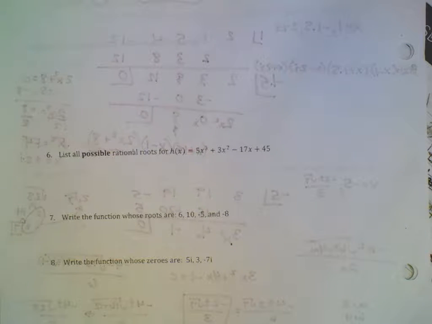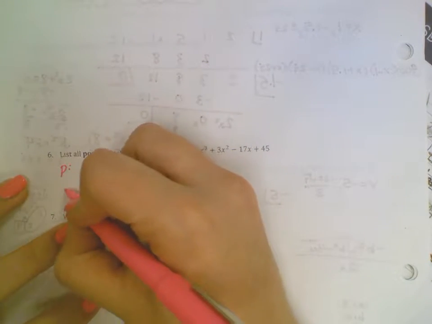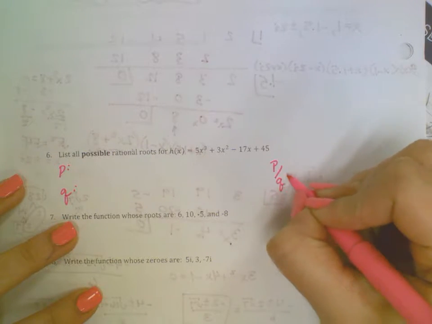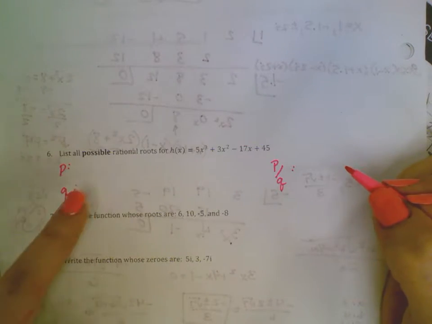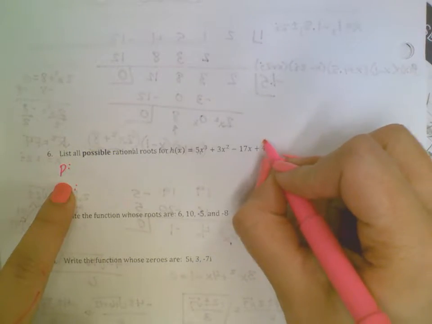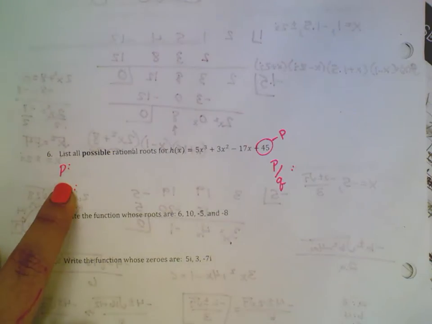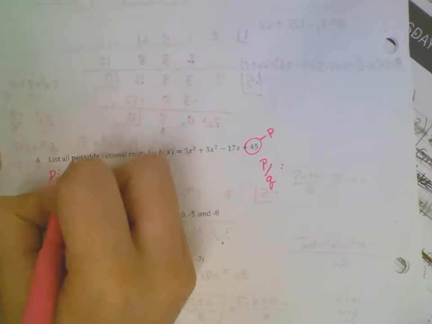To find all the possible rational roots for the function h of x, we're going to need to figure out our p's and q's, and then we will have p over q, which will be all of our possible rational roots. P is going to be all the factors of my constant. So this is p, the factors of 45, which are plus or minus 1.